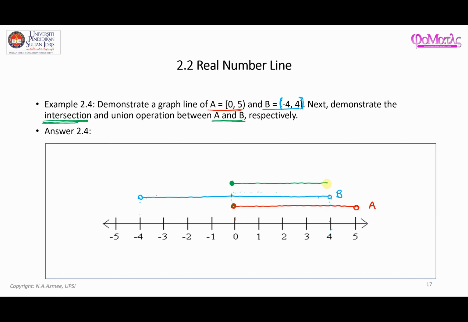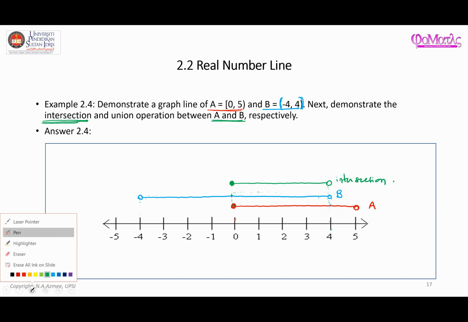And I'm going to have the open circle over here, and that means it doesn't include this point 4. So intersection is out here, so I'm going to represent this process by intersection. So this is intersection.